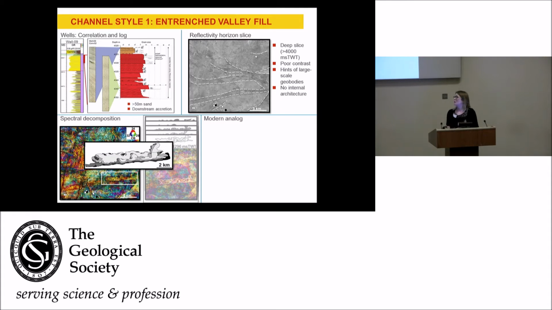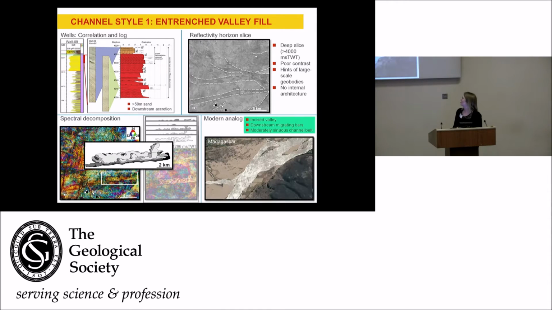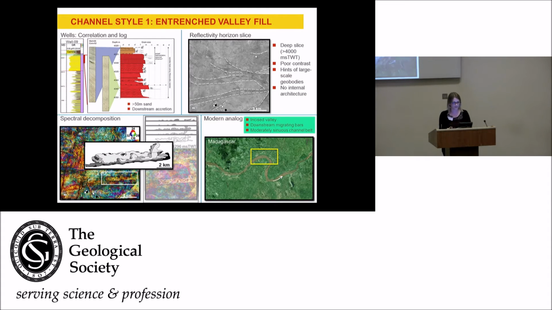So hopefully you can see quite a good uplift in the quality of interpretations you can make. And if we were going to look for a modern analogue here, you'd be looking for incised valley, fairly moderately sinuous channel belts, but downstream accreting bar forms. And these photos just show a couple of examples of possible analogous systems in Madagascar.